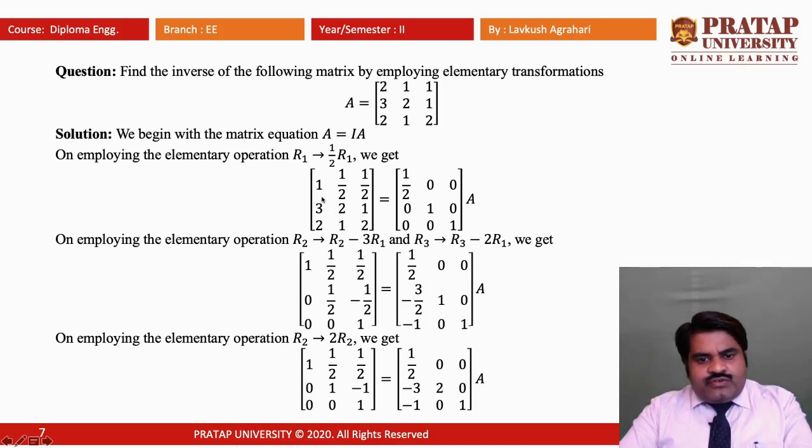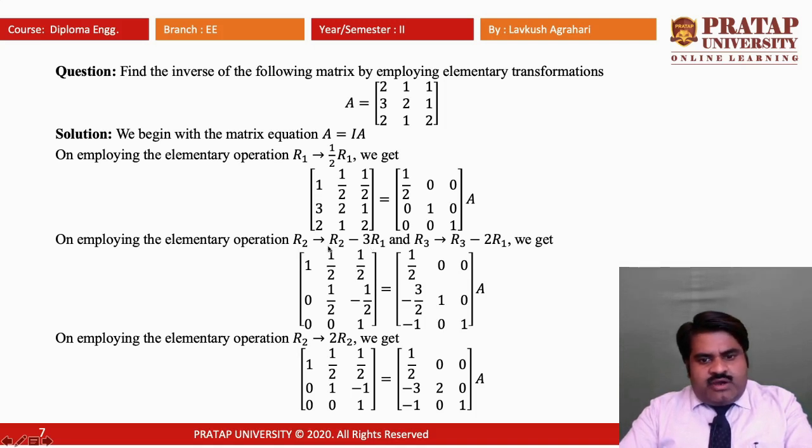If we divide the first row by 2, we get the elements 1, 1 by 2, 1 by 2 on the left hand side, and the matrix on the right hand side is reduced as 1 by 2, 0, 0, 0, 1, 0, 0, 0, 1. Now we have the element 1 at the position A11, and below 1 we can see that there is 3 and 2. Now we have to make 0 this element 3 and this element 2. For this we have to put two more operations.